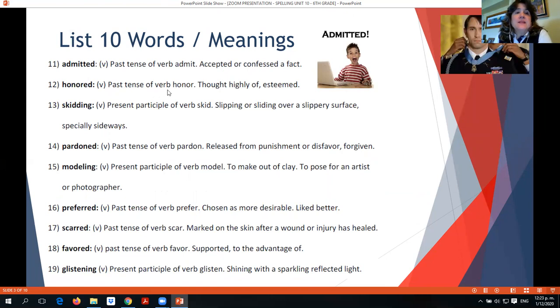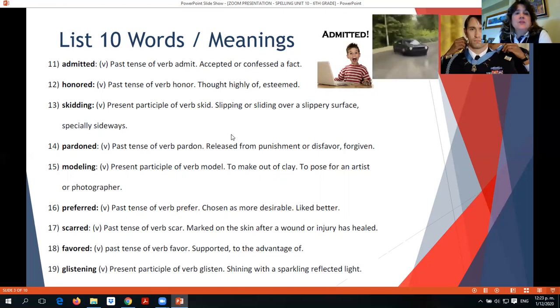Honored is the past tense of the verb honor, and it means to be thought highly of or esteemed. For example, here this former U.S. president is honoring this soldier, okay, military. So he's being honored by the president.